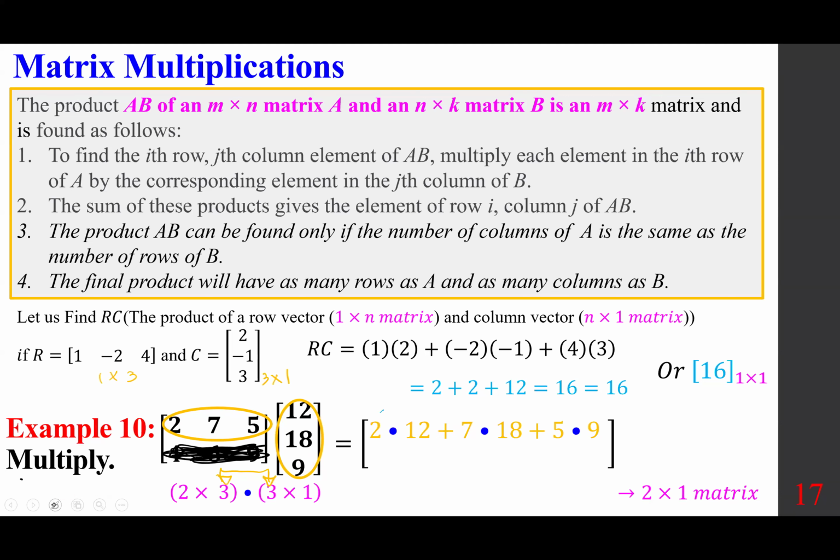This is 24 plus 7 times 18, 126 plus 45. You add up those three numbers, 24 and 126 is 150 and 45. So they add up to 195. So that would be the first entry, the top. And now we are going to multiply. So the result here, okay, and I'm going to erase that. The result here is 195.